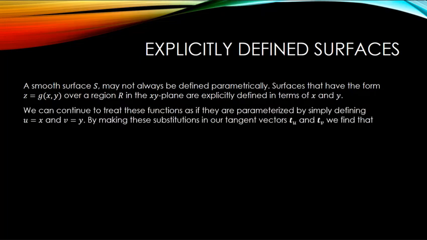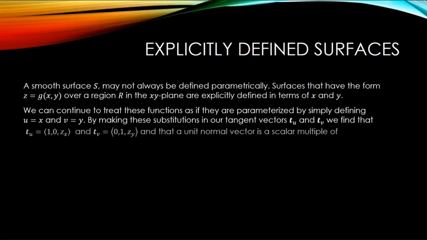We can continue to treat these functions as if they are parametrized simply by defining u is equal to x and v is equal to y. Making these substitutions in our tangent vectors t sub u and t sub v, we find that t sub u is equal to a vector with components 1, 0, and z sub x, and t sub v is a vector with components 0, 1, z sub y.